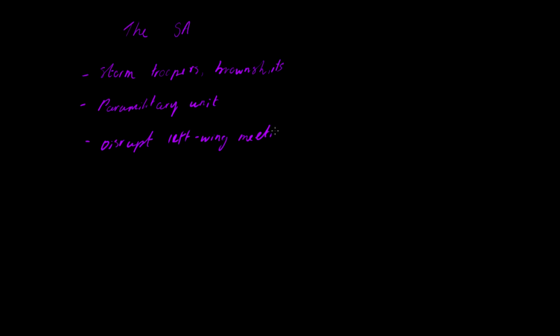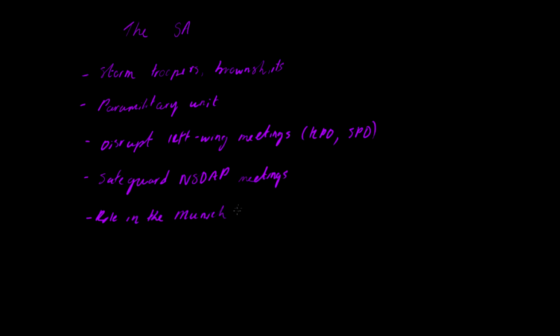And on the left wing, we have the KPD, who is far left wing, and the SPD, the German Communist Party, and the Social Democratic Party. They also needed to safeguard NSDAP meetings, make sure those weren't interrupted or spied upon. And they also had a role in the Munich Putsch, which was obviously in 1923.